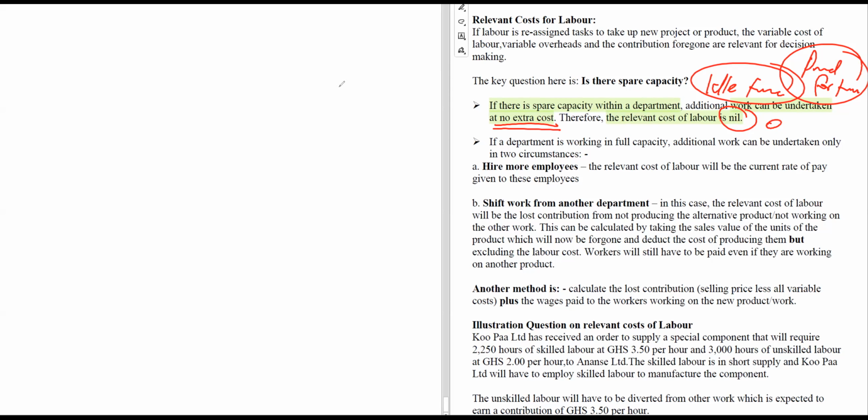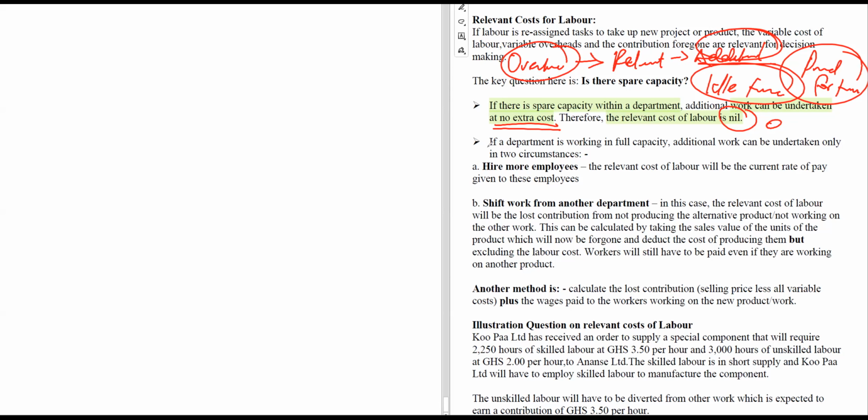The same way, if I have to pay you extra, something like overtime, is it relevant or not relevant? Relevant. It's relevant because it's an incremental cost, right? It's an additional cost that you have to incur for doing additional work. So that's the only thing. Idle time is 0, overtime is additional, incremental, making it relevant. Makes sense? Yes, it makes sense.